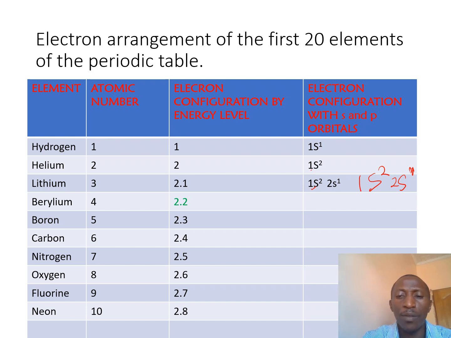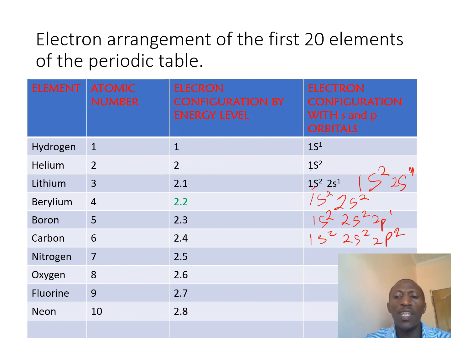What about beryllium? We get 1s2 and then 2s2. What about boron? 1s2, 2s2, and 2p1. What about carbon? 1s2, 2s2, 2p2. You realize we shall continuously fill the p orbital until we have 2p6.